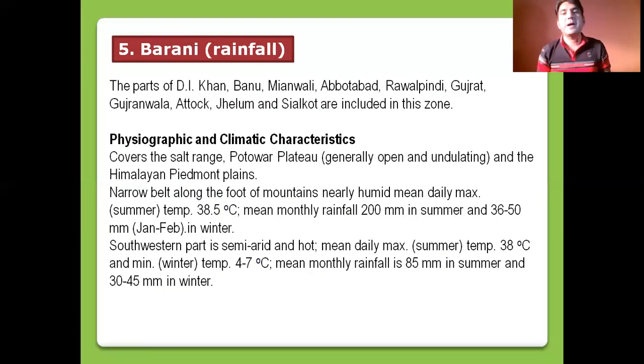So the Barani areas are those areas which are directly dependent on the rainfall, where the rainfall helps in producing the crops. So what are those areas? They are Dera Ismail Khan, Bannu, Mianwali, Abbottabad, Rawalpindi, Gujarat, Gujranwala, Attock, Jhelum, and Sialkot. They are included in this zone. Not the whole part of these districts, but some patches or smaller parts. Some parts of these are called the Barani areas.